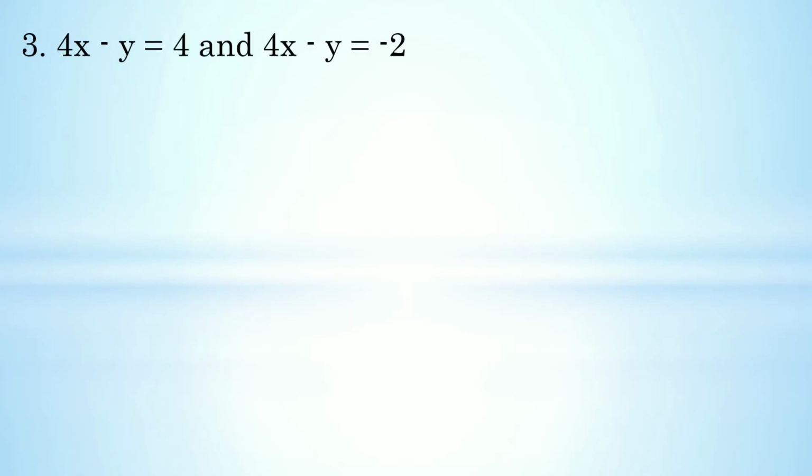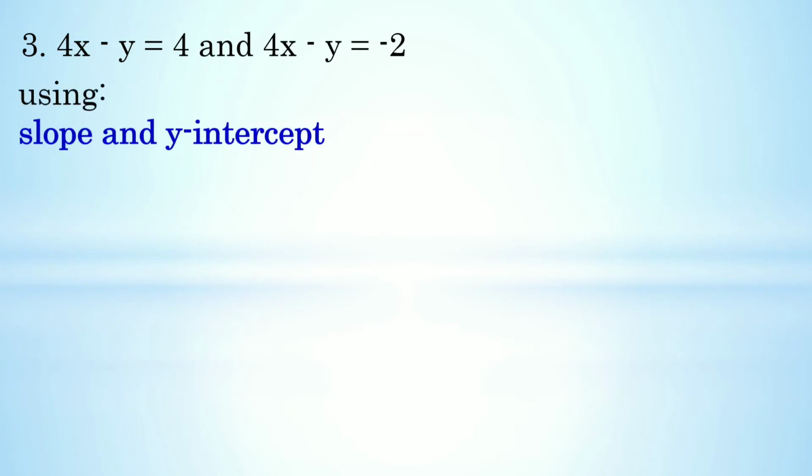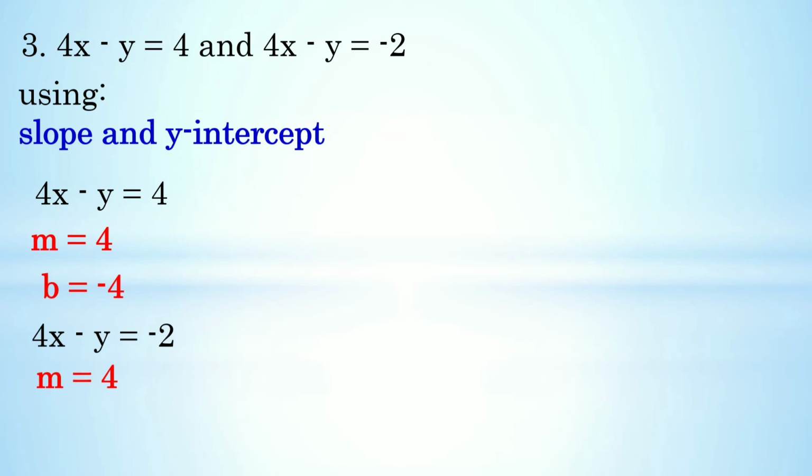So, number 3, we have 4x minus y equals 4 and 4x minus y equals negative 2. So, using slope and y-intercept. Sa first equation, ang slope niya ay 4 at ang y-intercept niya ay negative 4. Sa second equation, ang slope niya ay 4 at ang y-intercept niya ay 2.